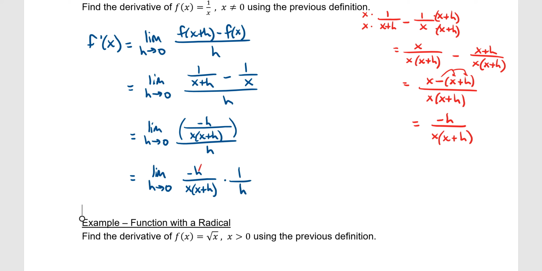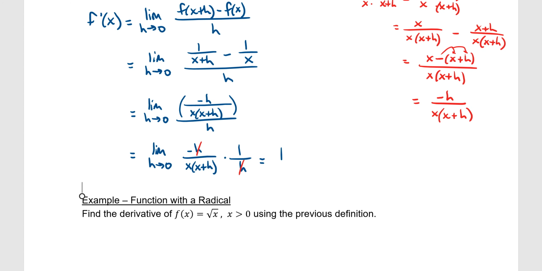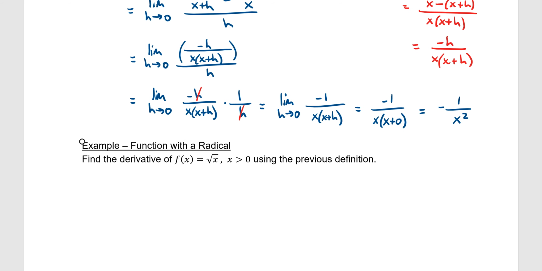Now we can see that these denominators cancel, and we are going to be left with the limit as h approaches 0 of negative 1 over x times x plus h. And we go ahead and plug in 0. That's negative 1 over x times x plus 0, which gives us negative 1 over x times x, which is negative 1 over x squared. So that means the derivative of 1 over x is negative 1 over x squared.